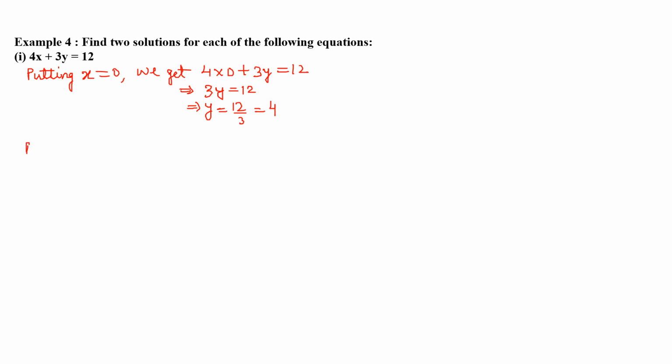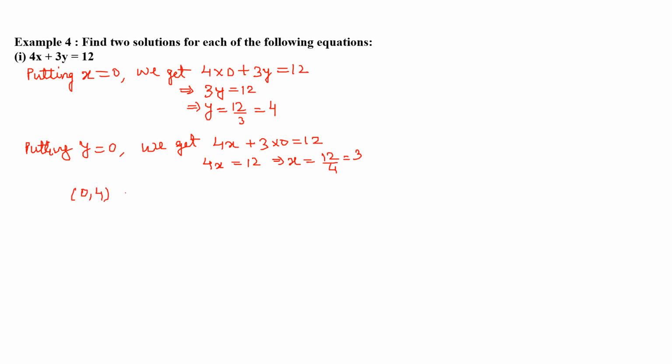Now next I am going to put y as 0. So putting y equal to 0, we get 4x plus 3 into 0 equal to 12, which will give me 4x equal to 12, and then further the value of x will be 12 by 4, which is 3. So the two solutions which I get is (0, 4) and (3, 0). So these are the two solutions.